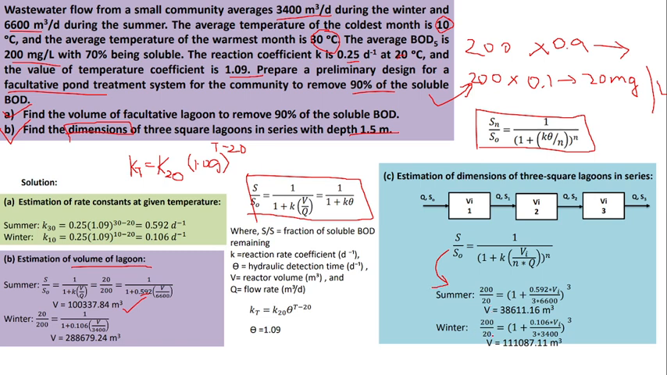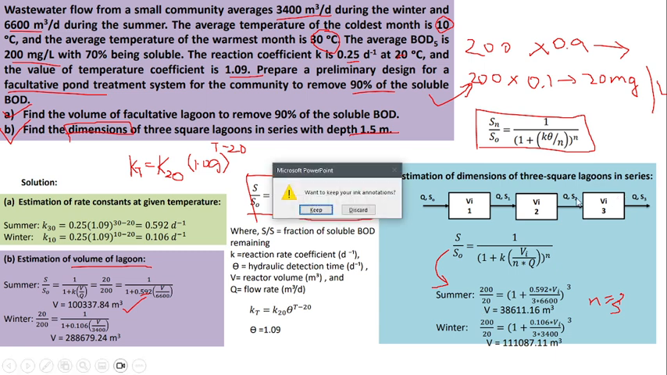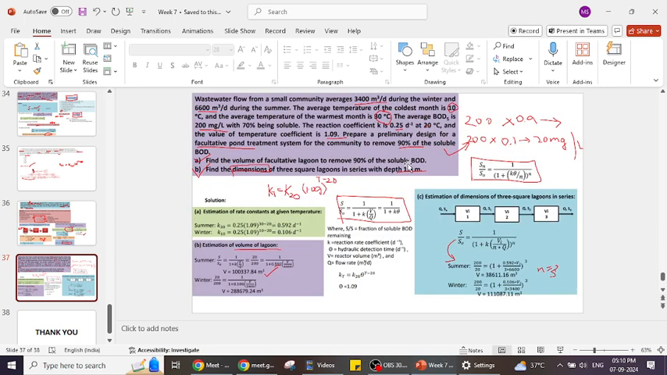And for the winter, 200 divided by 20 is equal to 1 plus, again, the K value for winter is 0.106. Substitute Vi divided by 3 tanks used, 3,400 is the flow rate in the winter, whole power 3. Okay, N is equal to 3 here. So now the volume of the tank in the winter is 1,11,087.11 meter cube. Now we have solved the problems for the activated sludge process, trickling filter, as well as the facultative pond system.